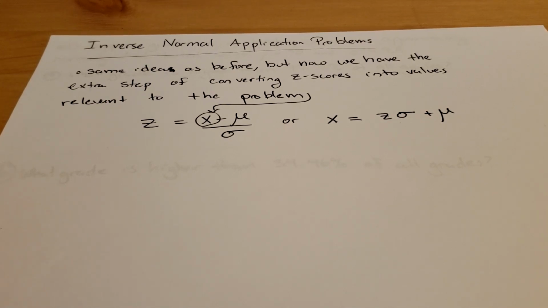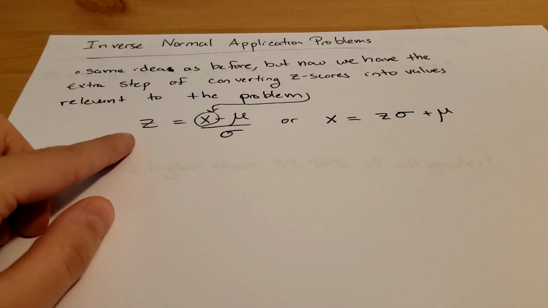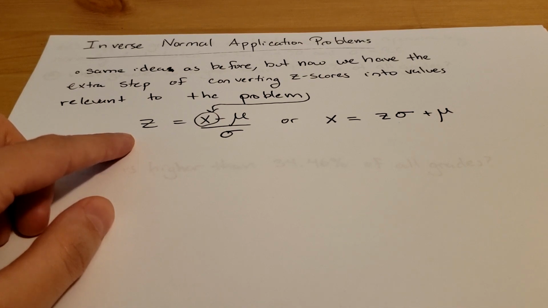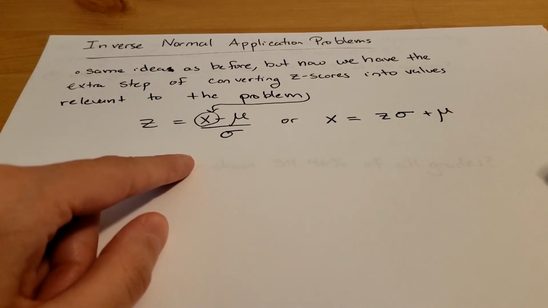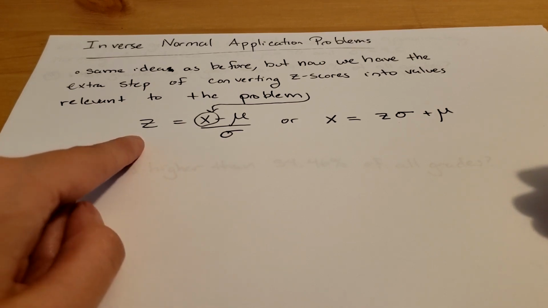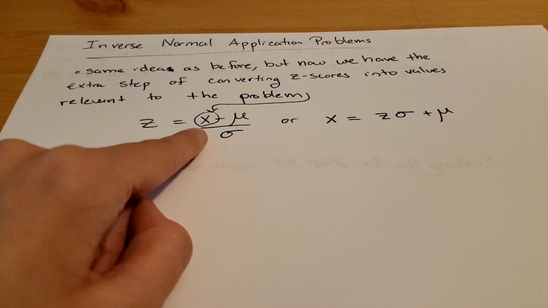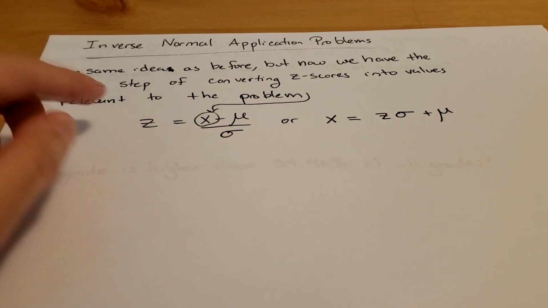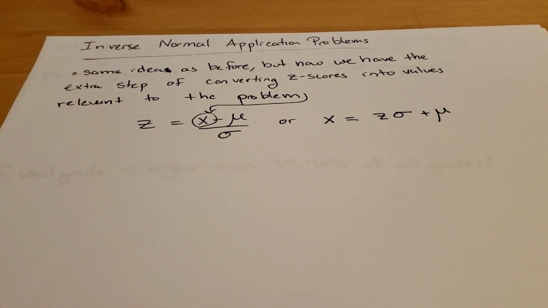It's pretty much the same idea as what we were doing before. The only thing is, if you're working from the tables, there's an extra step now where you have to convert whatever z-score you get as an answer back into some type of value that's relevant to the problem. If the problem is about exam scores, they don't want a z-score back, they want whatever grade is on the exam. Or if it's talking about an amount of money, the answer isn't going to be a z-score, it's going to be some dollar amount having to do with the problem. So we'll start by looking at some examples, and then we'll go over how to do it. This is the only extra step.